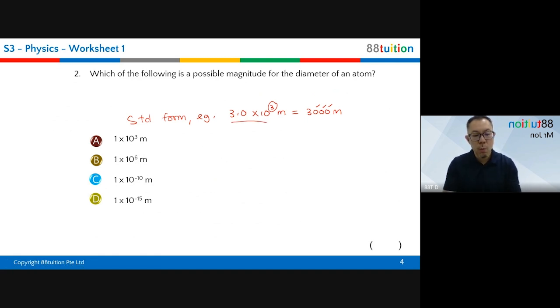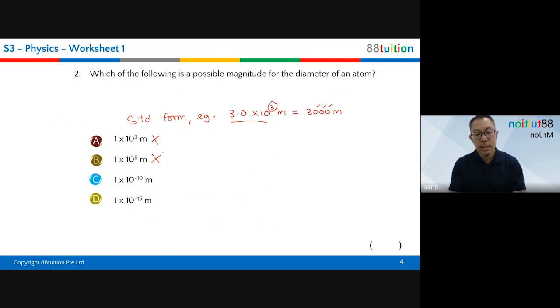So option A, 1 times 10 power 3, is 1,000 meters, which is actually 1 kilometer. There's no way an atom, which we can't see with our naked eye, is going to be that big. So A is out. Next, 1 times 10 power 6, which is 1,000 of 1,000 meters. So that's even bigger. So this is out also.